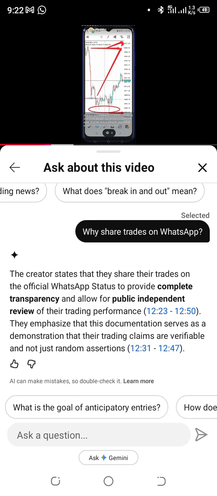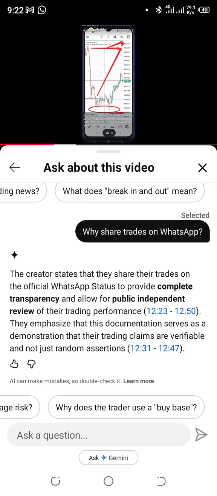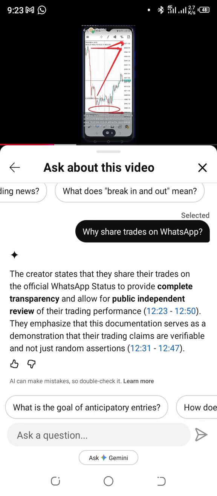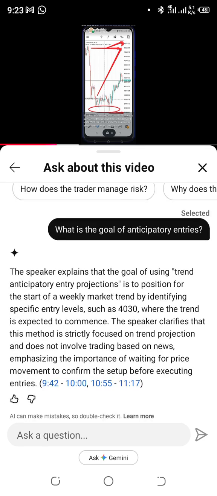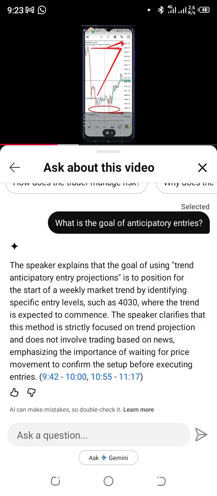So more questions. What is the goal of anticipatory entries? How does the trader manage risk? Why does the trader use a buy base? So let's look at one of the questions here. Which one are we looking for more answers? What is the goal of anticipatory trading? Because that was what I did yesterday. I did anticipatory trading, 4097 down to 4030, which has happened today.